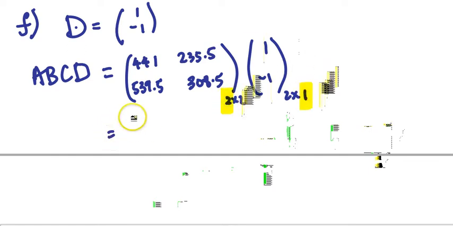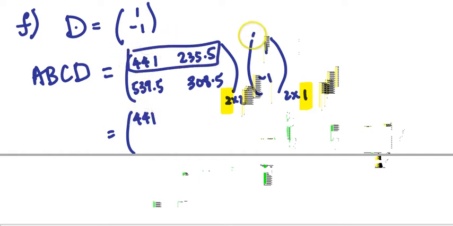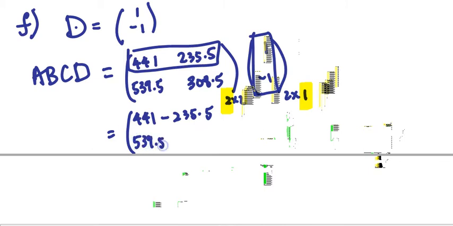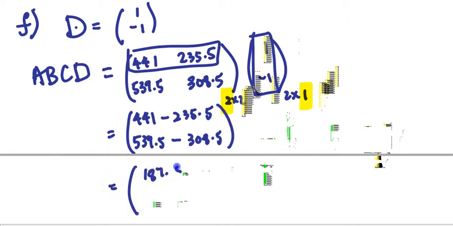A 2 by 1 matrix means it has 2 rows and 1 column. And how do you get the elements? You will take 441 minus 235.5. Remember taking the row times the column. That gives you the first element. And the second element will be taking the second row, 539.5 times 1 minus 308.5. And this will give you the final answer, 187.5 and 231.